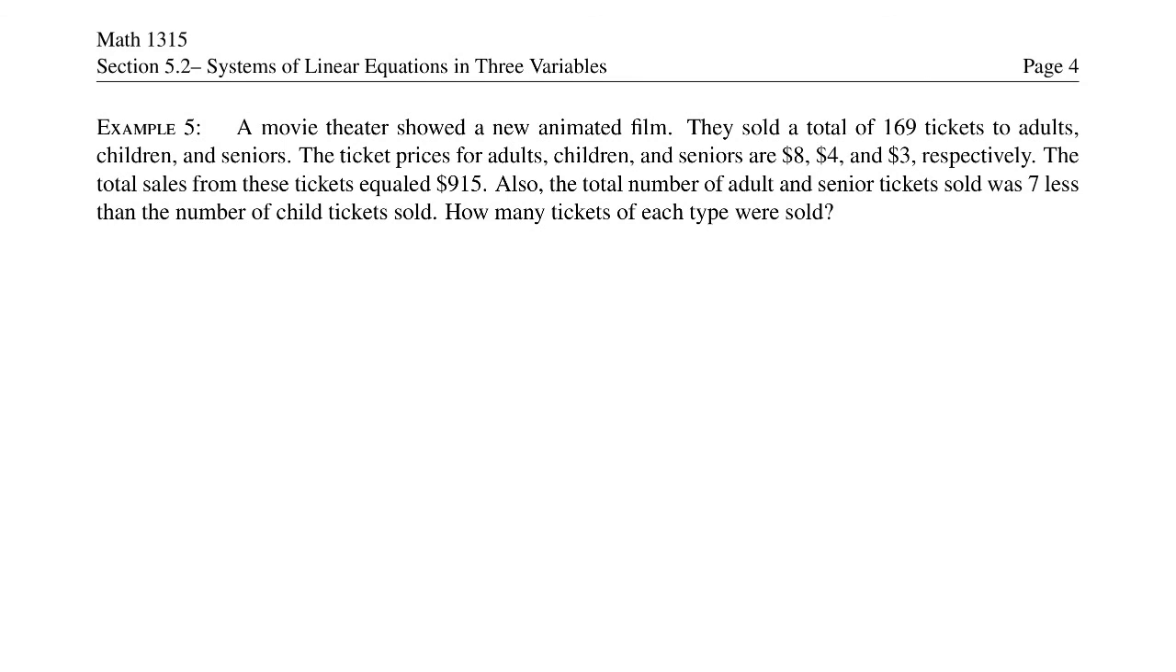Let's take a look at this example. Example number 5. A movie theater showed a new animated film. They sold a total of 169 tickets to adults, children, and seniors. The ticket prices for adults, children, and seniors are $8, $4, and $3 respectively. The total sales from these tickets equaled $915. Also, the total number of adult and senior tickets sold was 7 less than the number of child tickets sold. How many tickets of each type were sold?